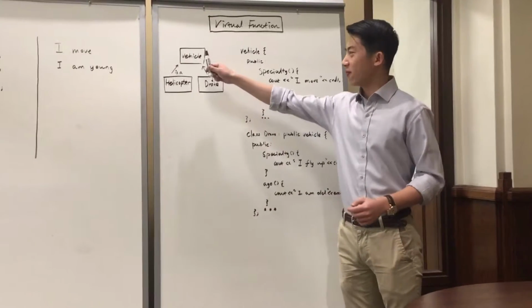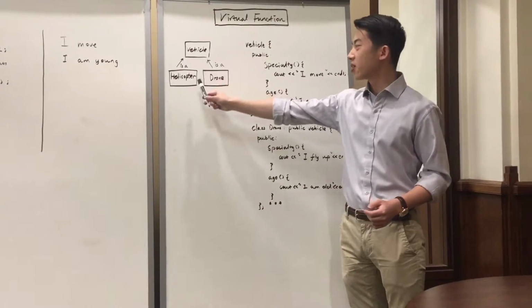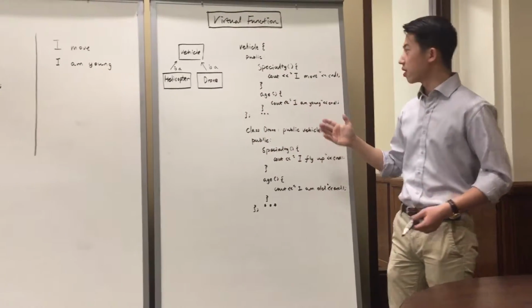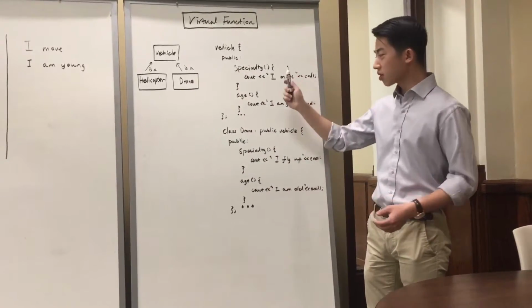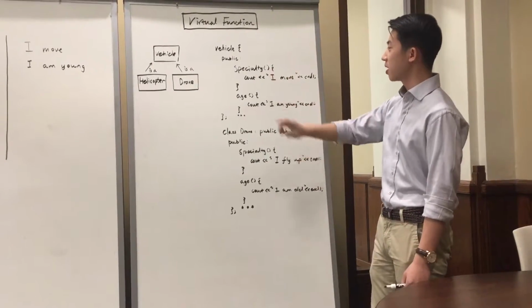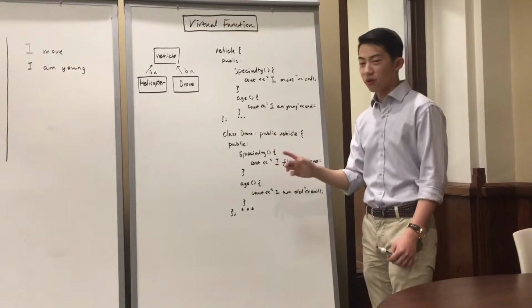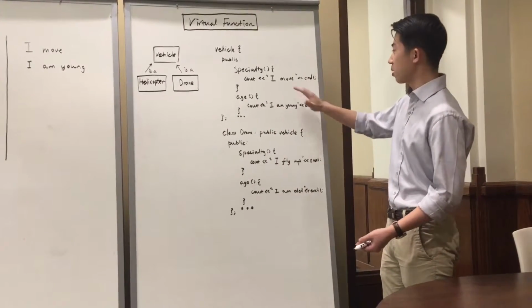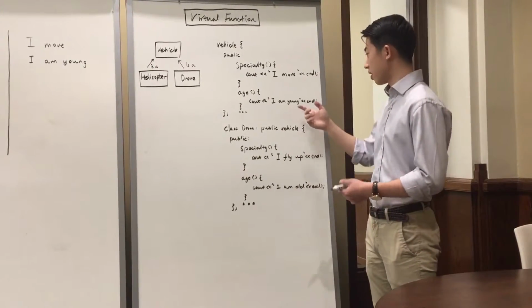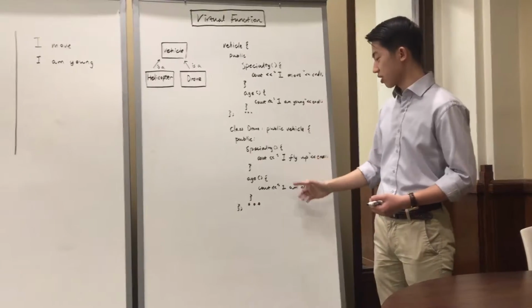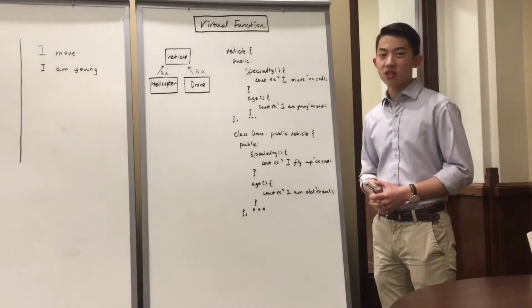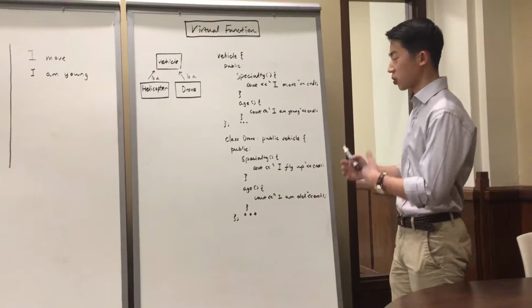Consider a vehicle base class, and a helicopter and a drone subclass, or derived class. To its right, there are partial implementations of the vehicle class and the drone class. As you can see, the vehicle class has a specialty function and an age function, and drone has overridden these two functions. So instead of saying I move, a drone is going to say I fly up. And instead of printing I'm young, a drone is actually going to print I'm old.